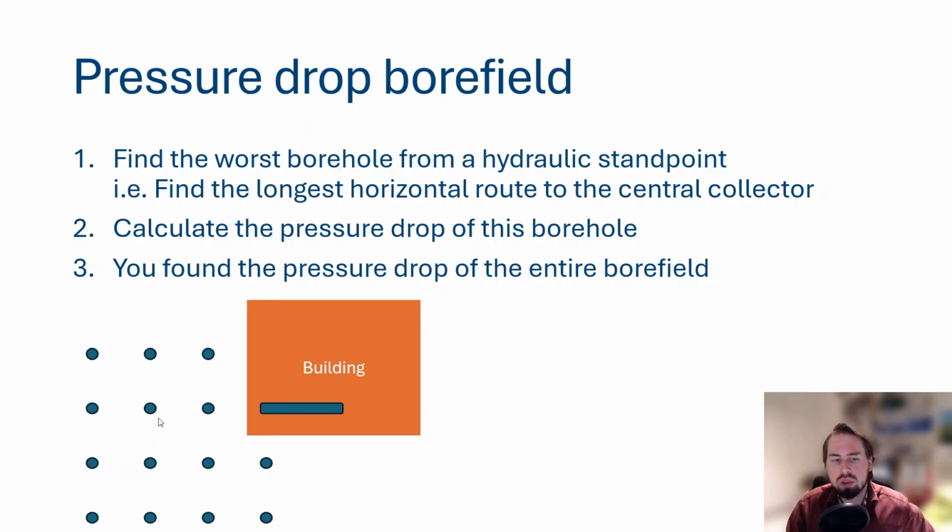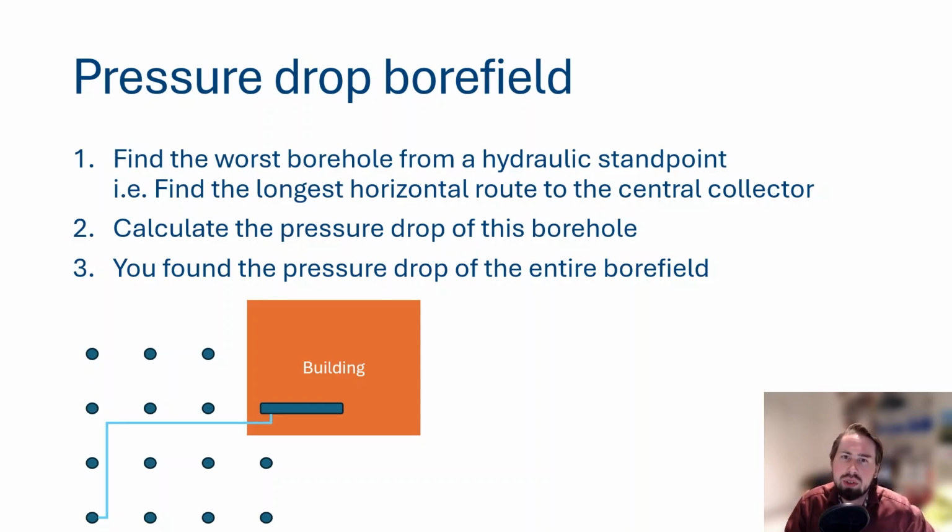But if we move further away, the route will be longer. The horizontal pressure drop will also be bigger. And you can see that the borehole which is the furthest away, which is this borehole, has a total horizontal length of 30 meters. And this will have the largest horizontal pressure drop. So if we calculate just the pressure drop across this borehole, being connected to the main collector, we know the pressure drop of our entire bore field, and we can go ahead and calculate the required pump power and the estimated pump energy.